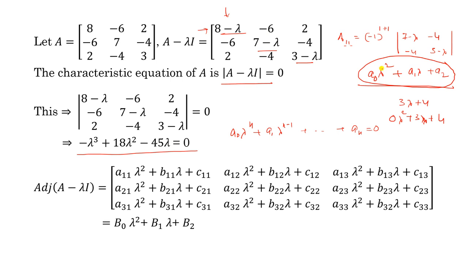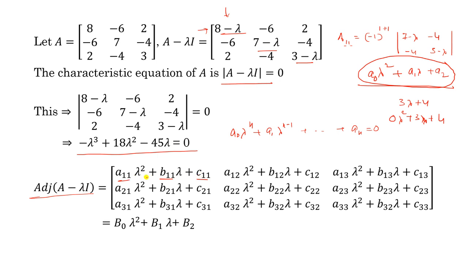Then you can find its transpose. So this will give you the adjoint A. So look at this. Here I have written this adjoint (A minus lambda I) in a generalized way for this matrix. You will get these values when you actually calculate all these cofactors. Here this is a symbolic or generalized form that I have written.